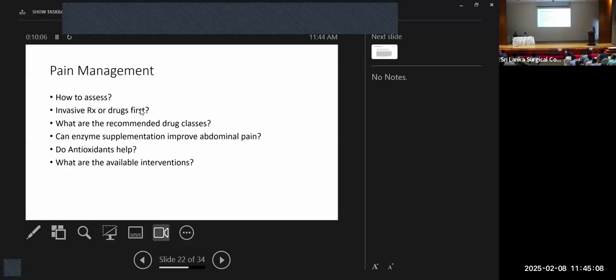If they continue to smoke, if they continue to drink, you are not going to do any invasive procedures on them. Right? You stop at that point, you go only with the medications. You are not going to escalate unless they correct that lifestyle factor. Okay? And enzyme, does it really pay?